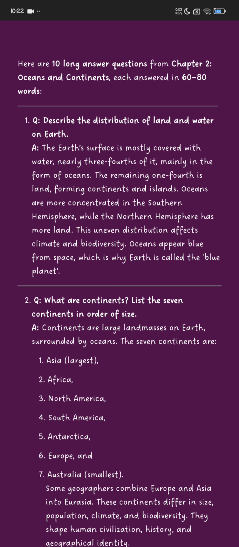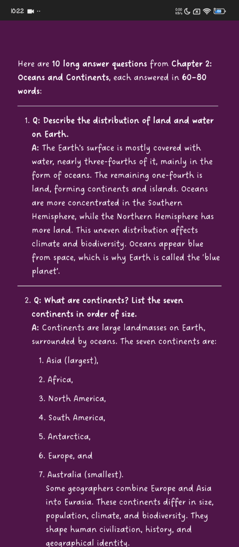Number 1. Describe the distribution of land and water on earth. The earth's surface is mostly covered with water, nearly 3/4 of it, mainly in the form of oceans. The remaining 1/4 is land, forming continents and islands.